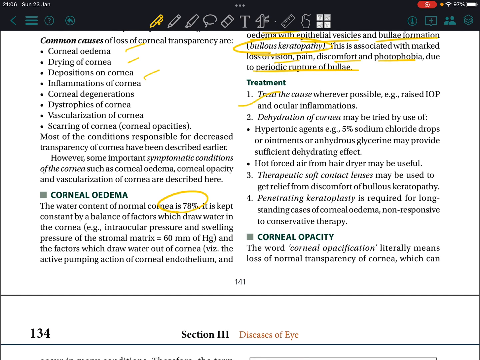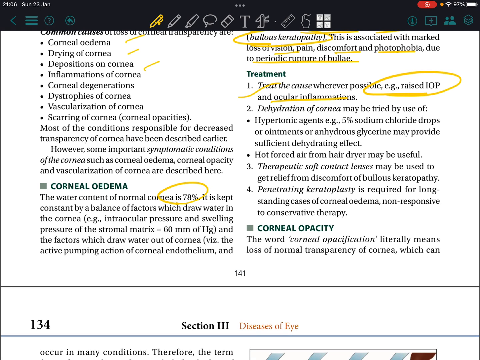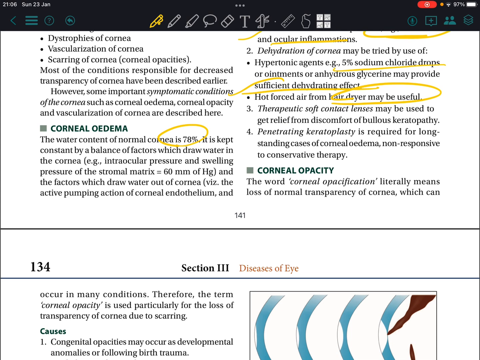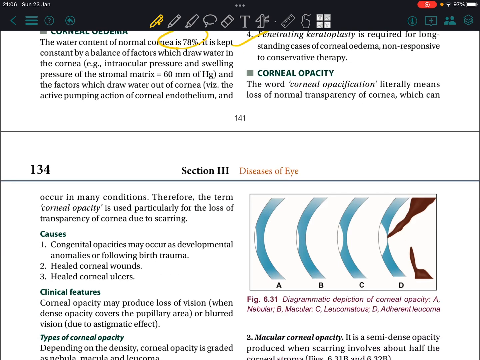Treat the cause wherever possible, for example raised IOP and ocular inflammation. Dehydration of the cornea may be tried by use of hypertonic agents. 5% sodium chloride drops or ointment, or anhydrous glycerin, may provide sufficient dehydrating effect. Hot forced air from a hair dryer may be used to reduce the edema. Penetrating keratoplasty may be needed.